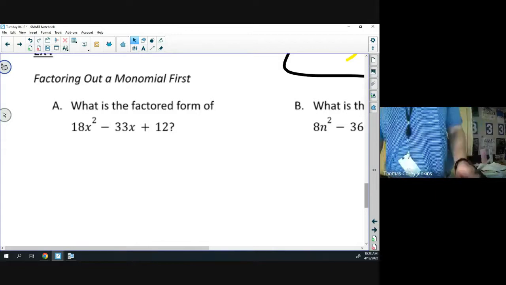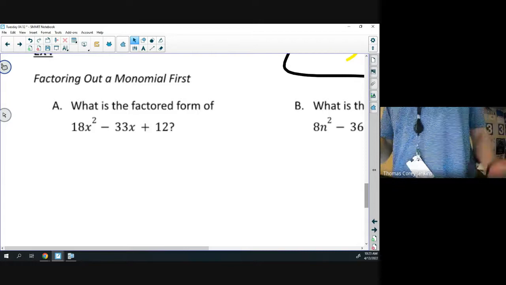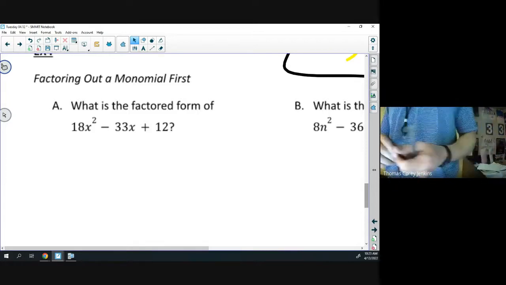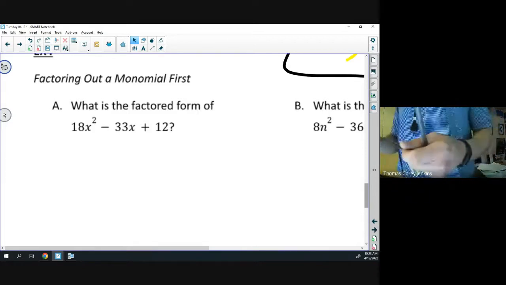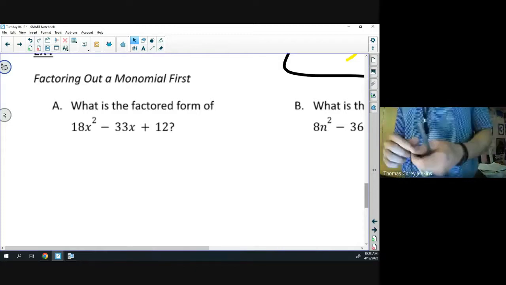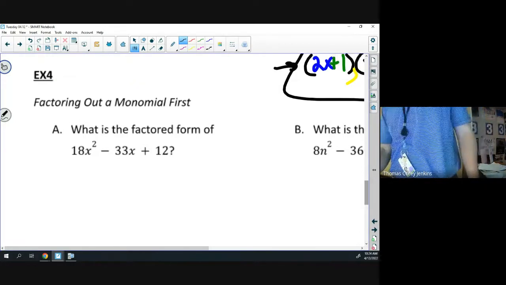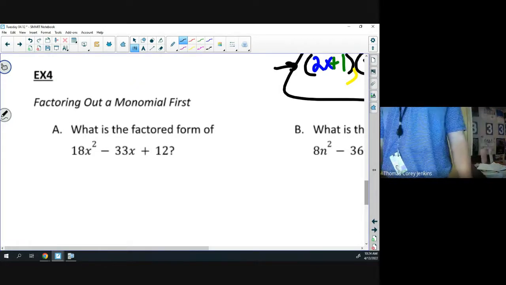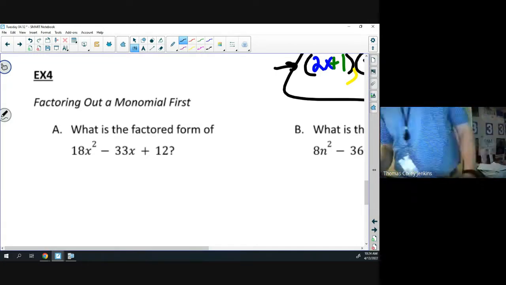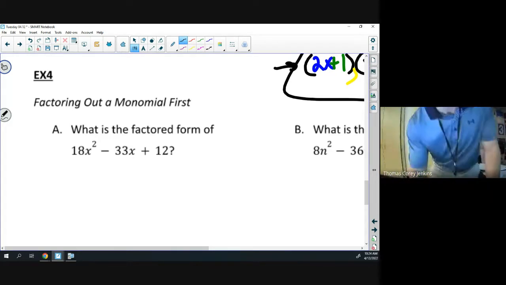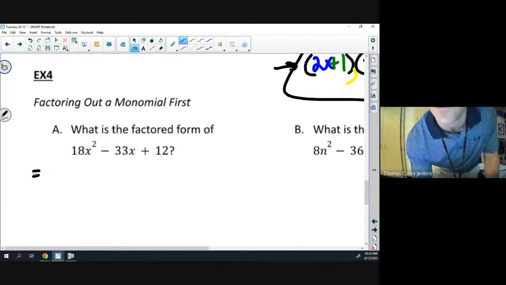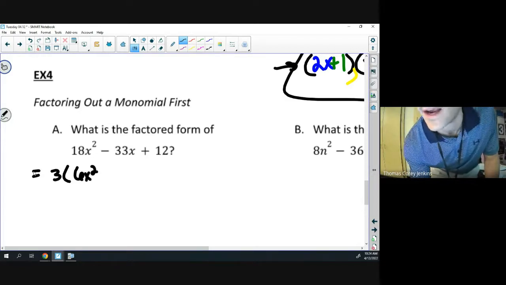But if you do notice it, like on A, before we do 18 times 12 or anything like that, can anybody tell me what evenly divides into all 3 terms on example 4A here? So what goes into 18x squared, negative 33x, and 12? 3, that's right. So we can factor out a 3 from everything. So let's go ahead and do that first. And again, this is the textbook way you would do it. And that's going to give us 6x squared minus 11x plus 4.